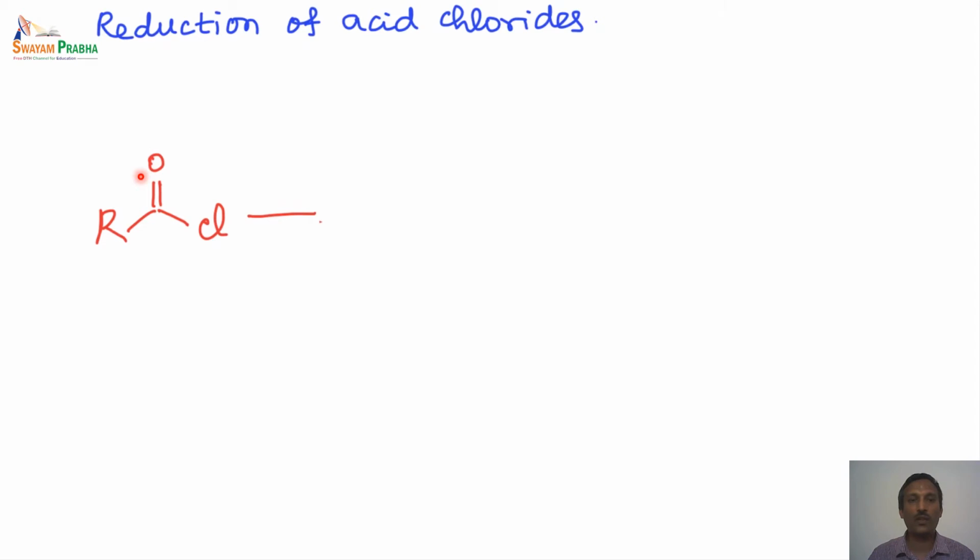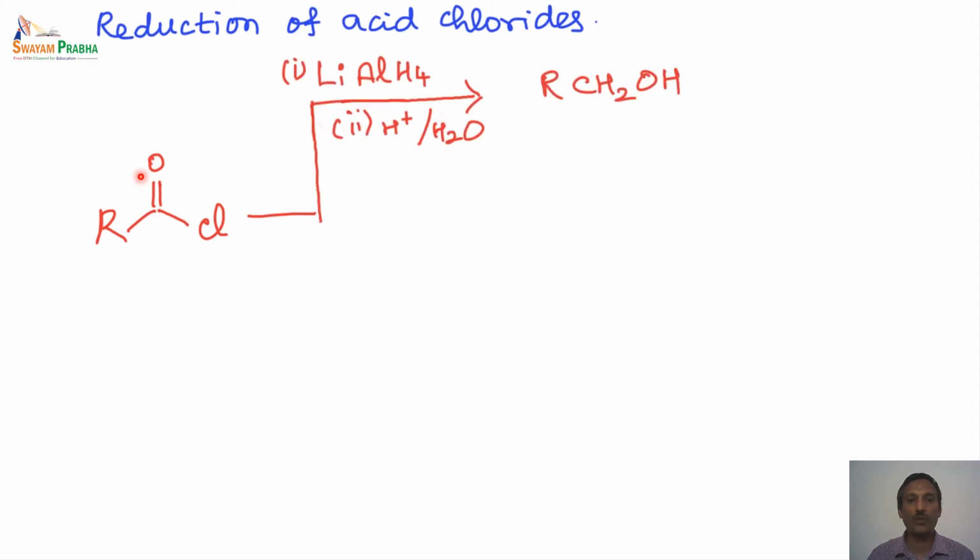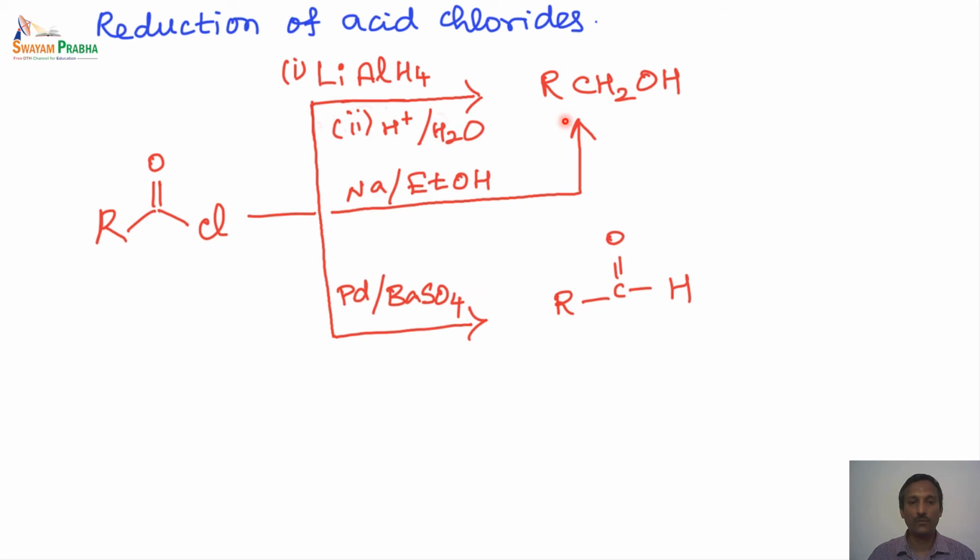Then let us look at the reduction of acid chlorides. Acid chloride can be reduced by lithium aluminum hydride followed by acid treatment to give primary alcohols. Even sodium ethanol reduction of the acid chloride also produces primary alcohols. Acid chlorides using Rosenmund reduction, that is poisoned palladium on barium sulfate, give aldehydes. Or acid chlorides when treated with DIBAL-H also produce aldehydes. So these are the ways in which acid chlorides can be converted to primary alcohols or aldehydes by reduction.